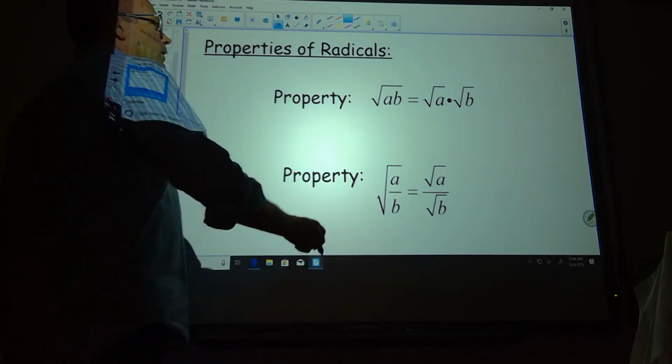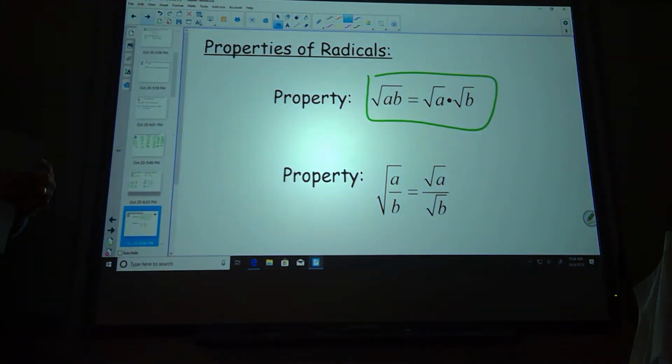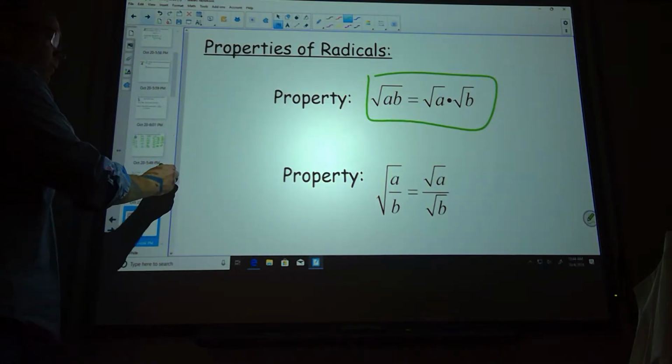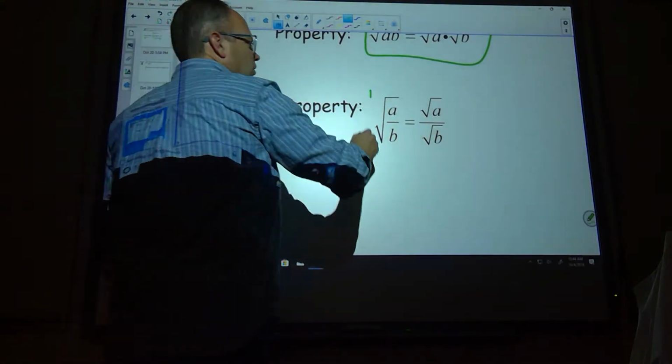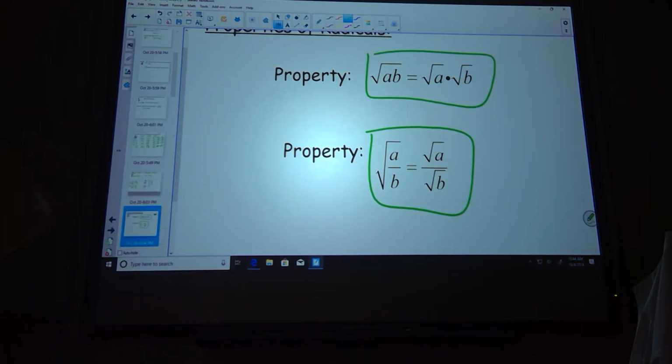All right. So, you can break up a radical. I know you don't have this page. I'm so sorry. You can break up the radical. Same idea. These are the two properties. So, I think you have seen those before. If you haven't, I apologize.